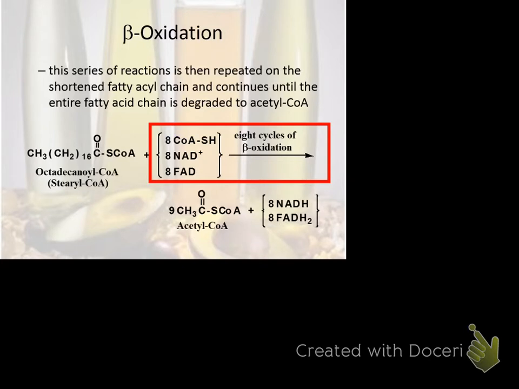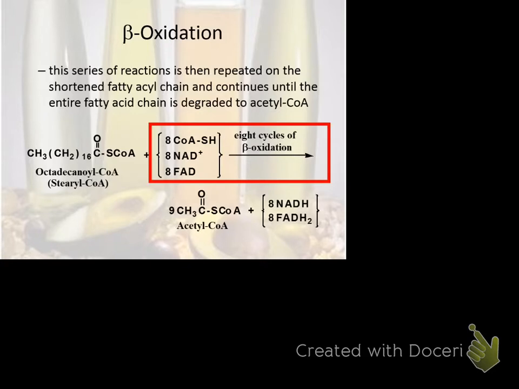And remember, I already told you how to determine the total number of cycles it would require. You take the total number of carbons for an even chain fatty acid, you divide that by 2, and you subtract 1. That's because that last time, when you have 4 carbons, you're going to get 2 acetyl-CoAs out of it. So if you had stearoyl-CoA, which is octadecanoyl if you go according to IUPAC names, 18 divided by 2 is 9, 9 minus 1 is 8. So it's going to require 8 cycles of beta oxidation.